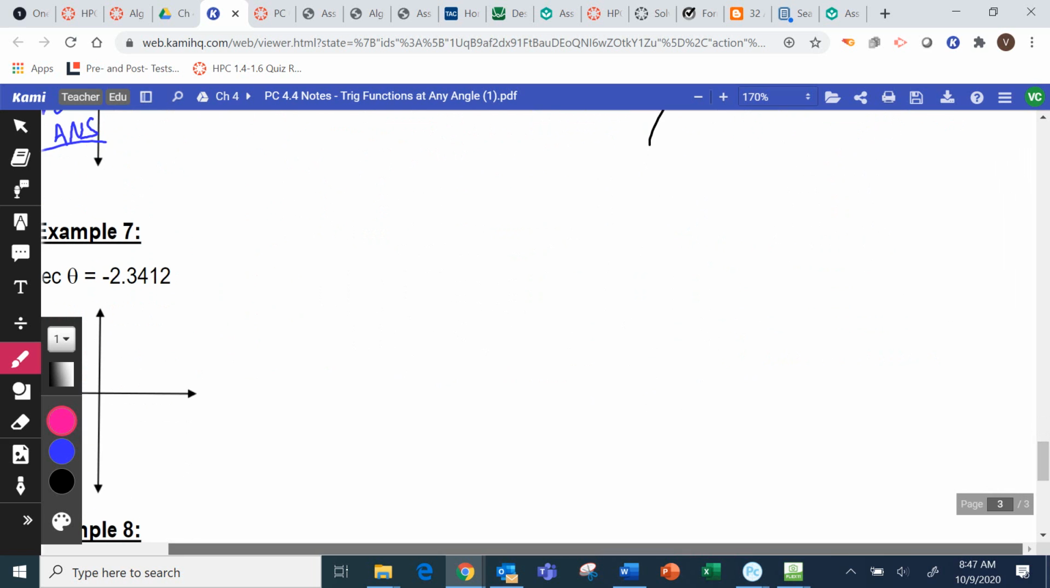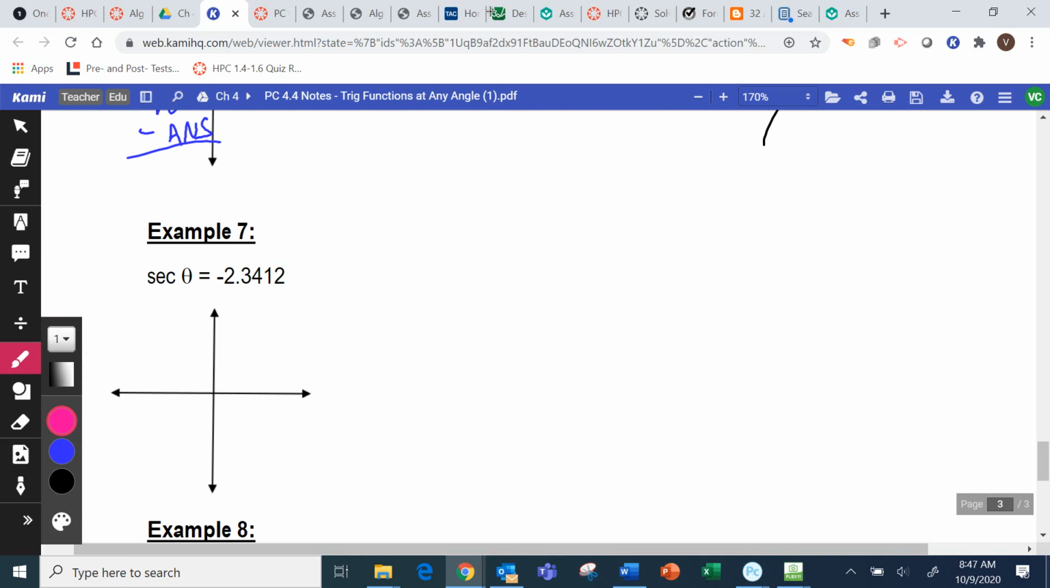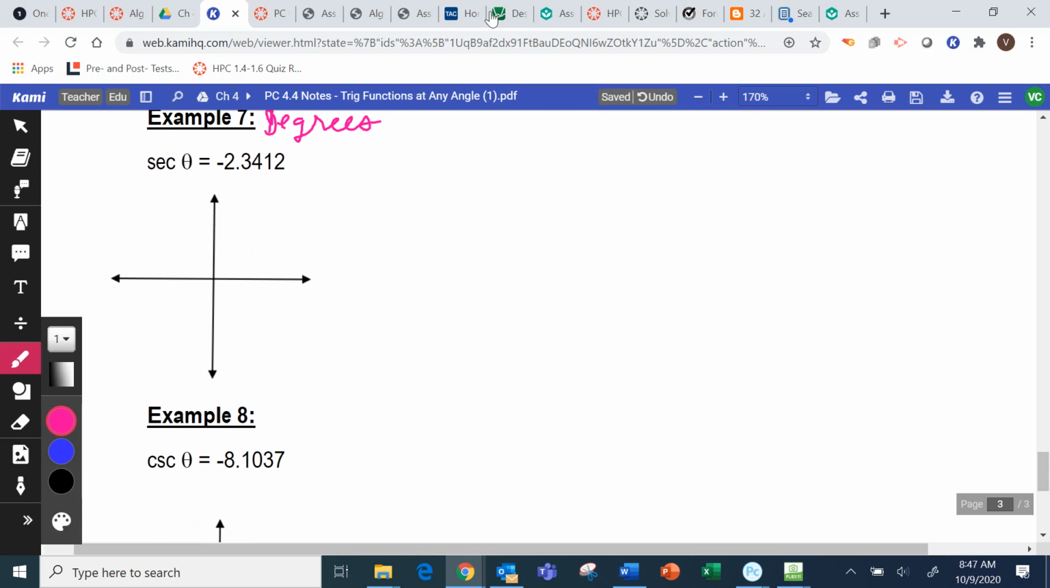All right, so this next one, I don't want to do degrees and radians every single time. That's just silly. Let's just do this one in degrees, okay? So I'm going to start by saying this is secant. And secant is the reciprocal of cosine.